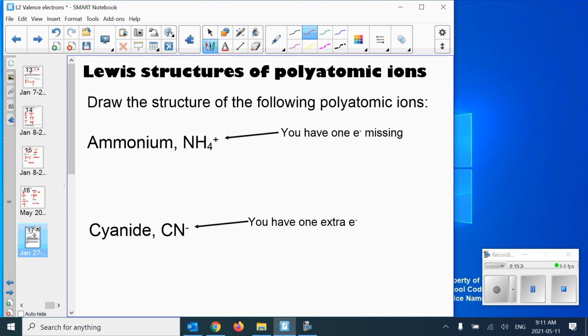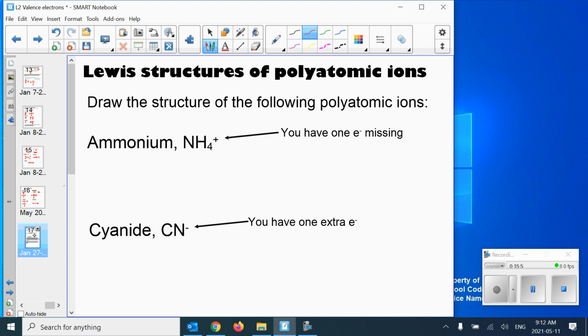Last thing is Lewis structures of polyatomic ions. Let's see here. Take a moment, pause, and jot these things down. We'll work them out together. Okay, I'm assuming you've jotted this down, you've resumed the video. Draw the structure of the following polyatomic ions. Those are the ones in the middle of your ion sheet.